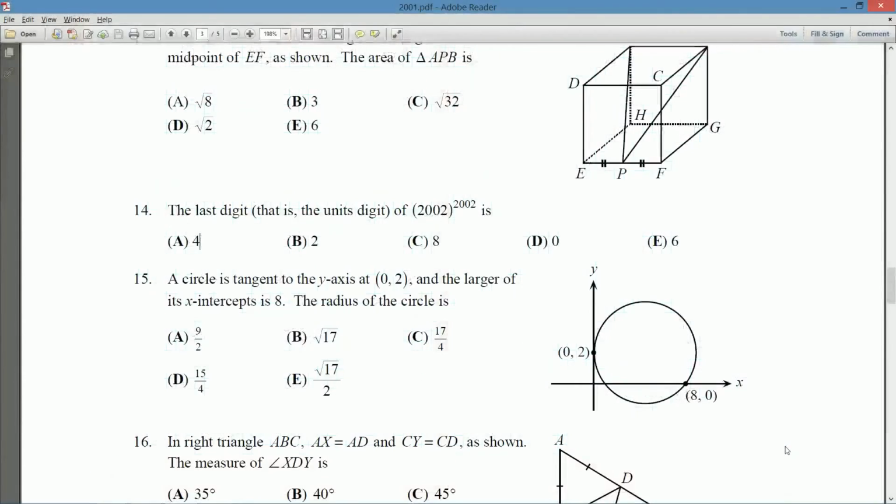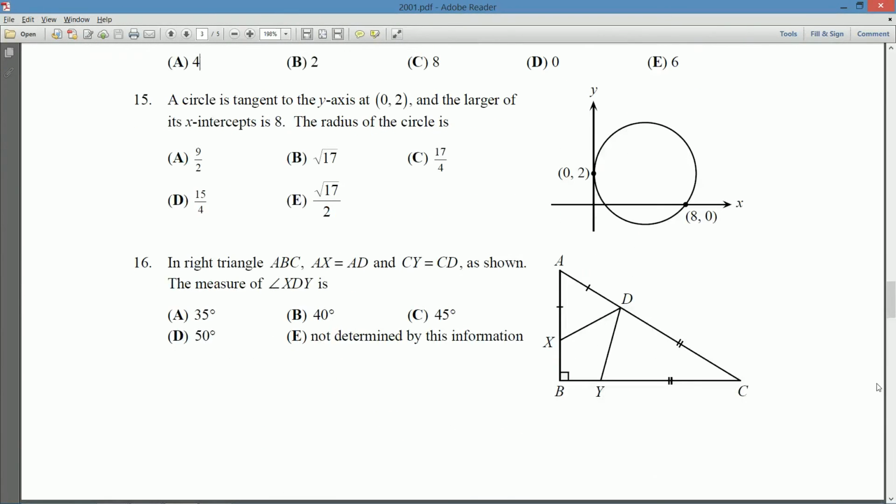Okay, so that's question number 14, a nice little question.